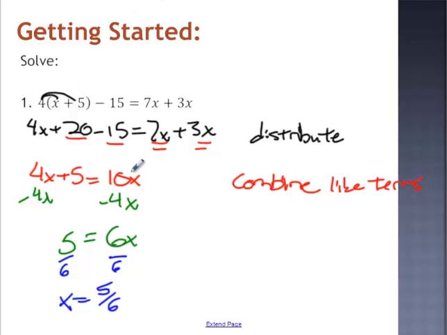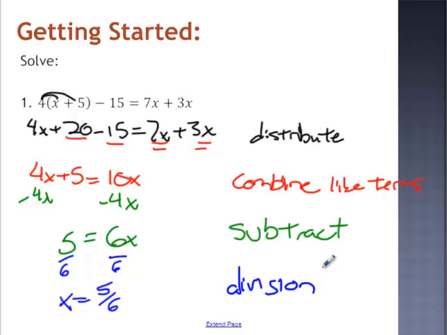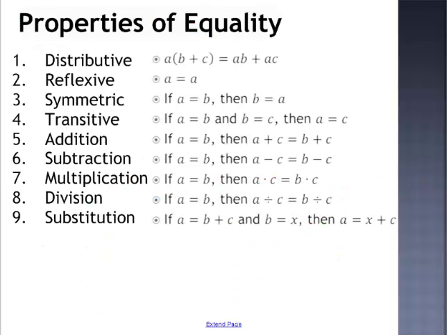How did I get from the step in red to the step in green? Well, I subtracted 4x. And how did I get from green to blue? I did division. So essentially what we did is we made a proof. Okay, so we have a bunch of different properties of equality. A bunch of these we've already seen. There's a couple new ones that we may need to look at.